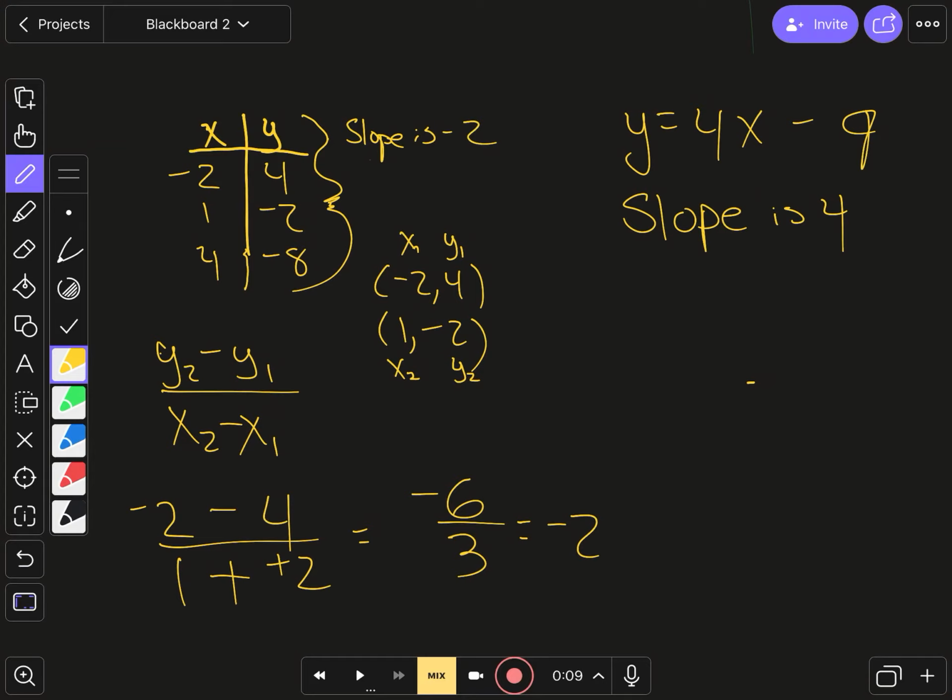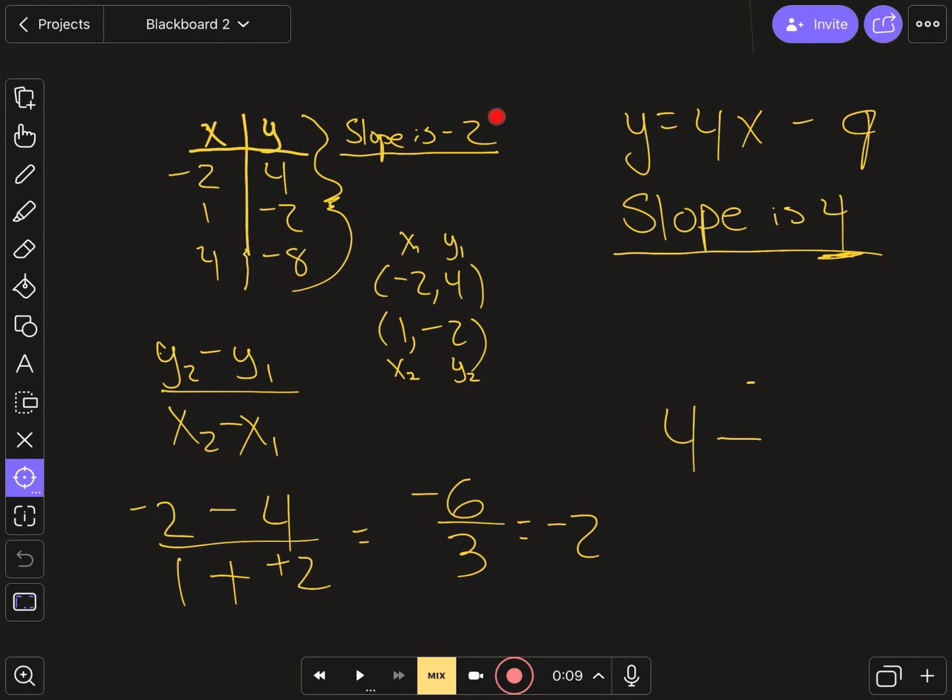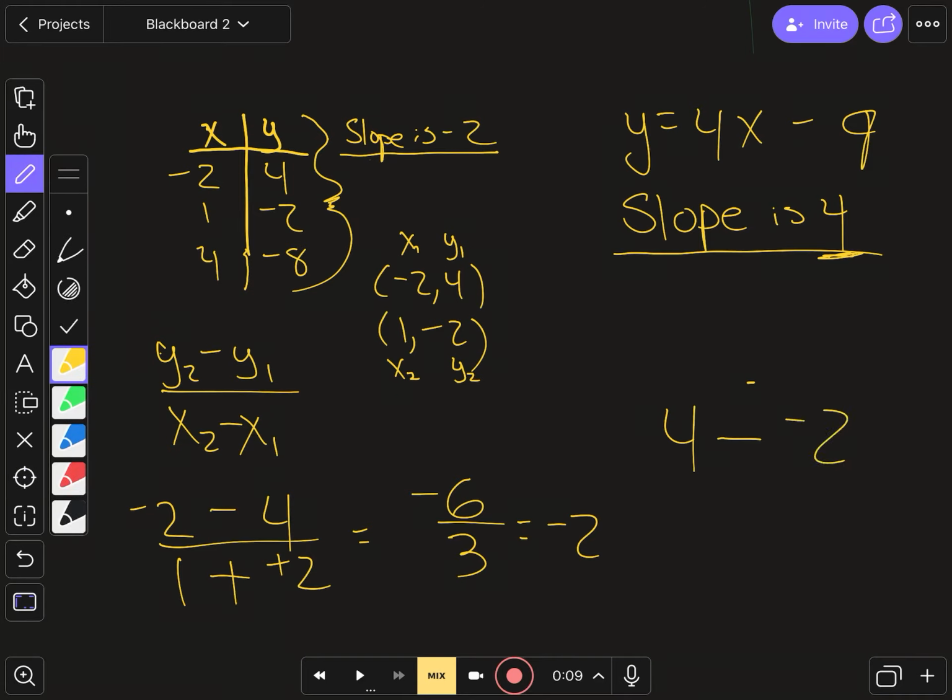Okay, so the table had a slope of negative 2. This right there had a slope of 4. And the problem is saying, what is the difference in those rates? So I'm going to take the bigger number, the 4. Difference means subtract, and then I'm going to subtract this slope right here, which is negative 2. 4 minus negative 2. Subtracting a negative is the same thing as adding a positive. So 4 minus negative 2 is 6.